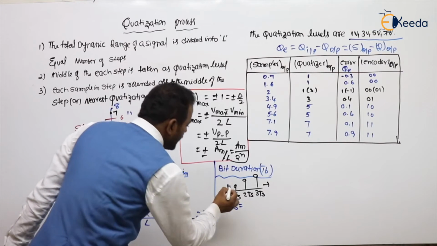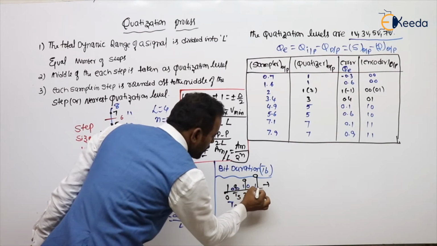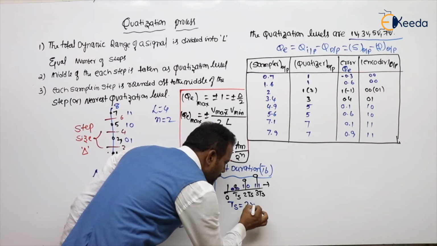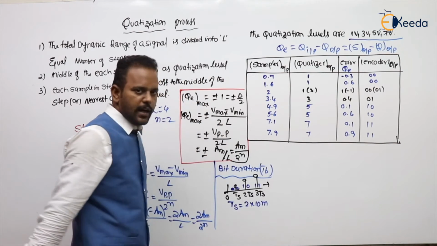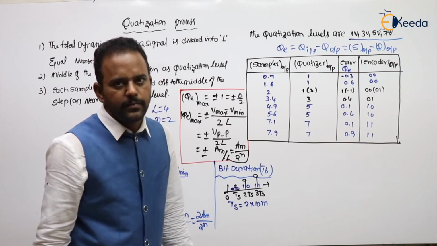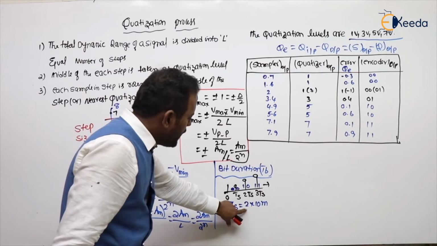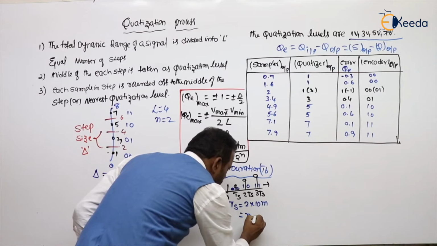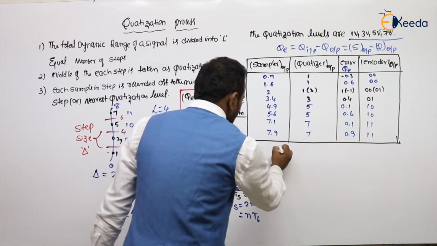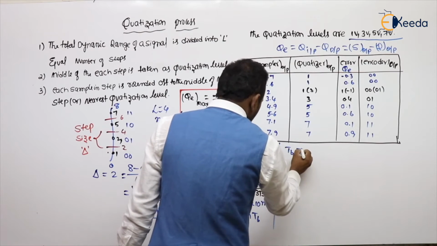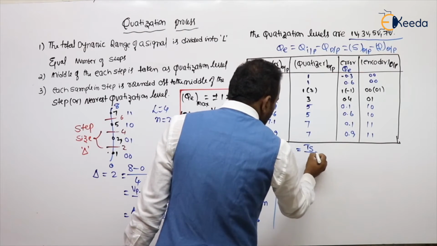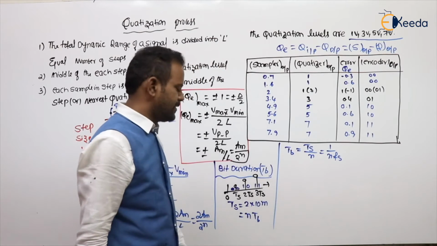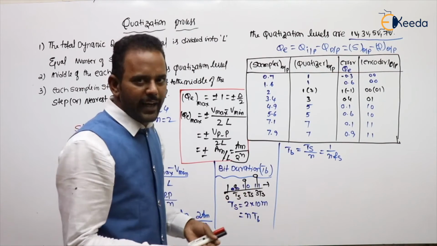For example, suppose each sample is represented by 2 bits. So how many bits do I have to process in TS? 2 bits in this example. Suppose each bit needs 10 milliseconds. So TS should be at least 20 milliseconds. How 20? 2 bits, each bit of 10 milliseconds. What is this 2? The number of bits. What is this 10 milliseconds? The bit duration. Clear? Then what is TB equal to, sir? TB equals TS by N, which is nothing but 1 by N FS, where FS means sampling rate.